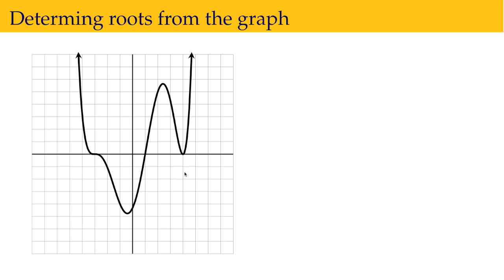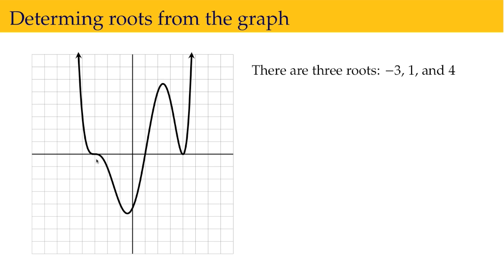A function might have other roots that are non-real complex roots involving imaginary numbers, and those won't show up on the graph, but any real roots will always be x-intercepts for the function. So I've got 3 real roots here. So my 3 roots are -3, 1, and 4.